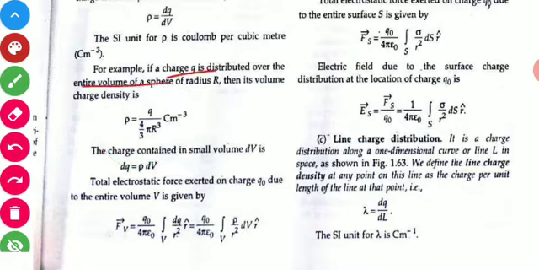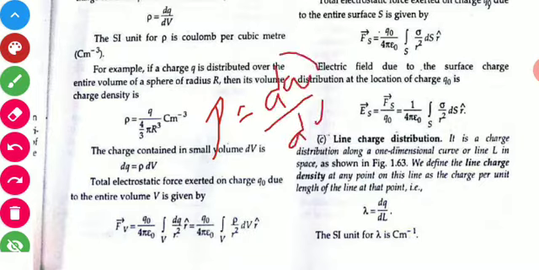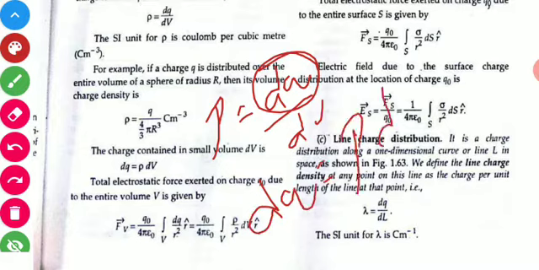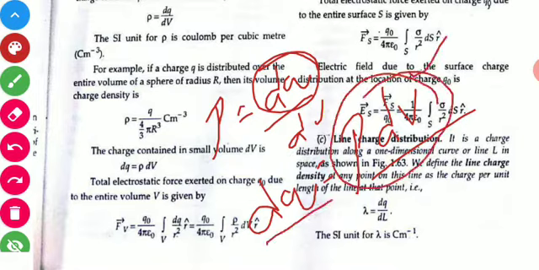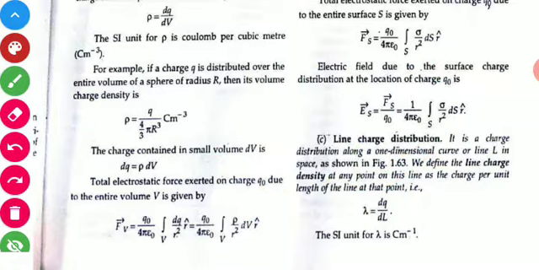Now students, if we consider a very small volume of the sphere, that is dv, then what will be the charge distributed in that volume? We can calculate with the help of this rho. We know that rho is equal to dq upon dv. So from here, if we want to calculate the value of charge, then charge will be equal to rho dot dv. The product of volume charge density and the volume will give us the charge at that volume.